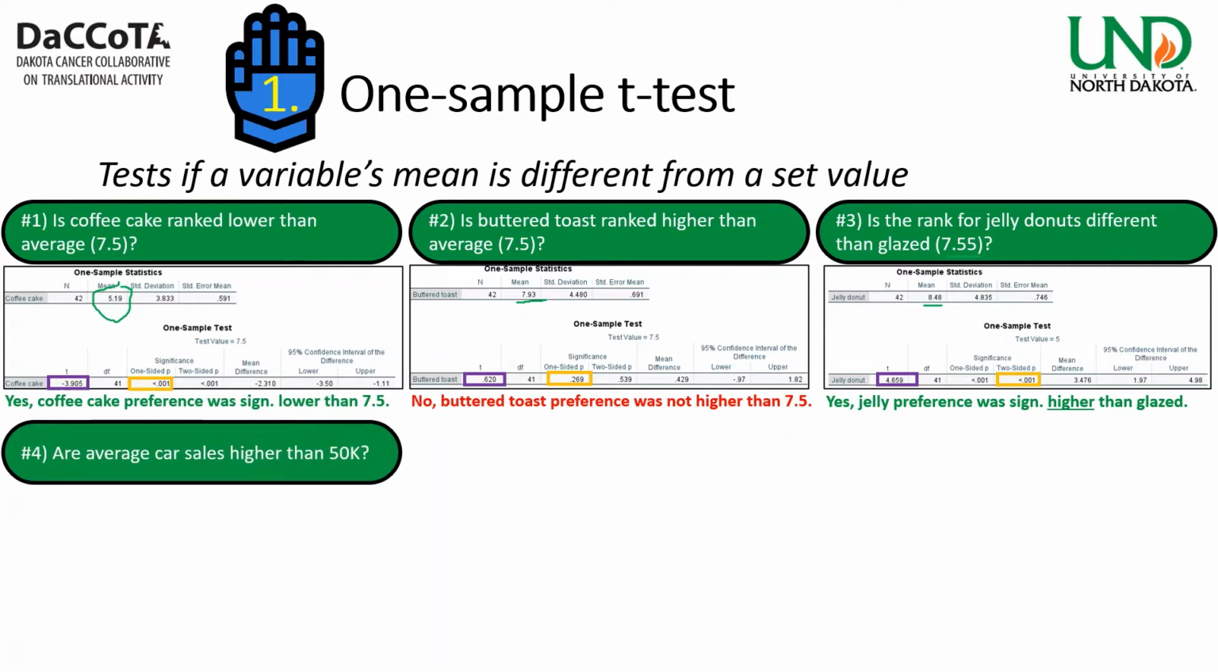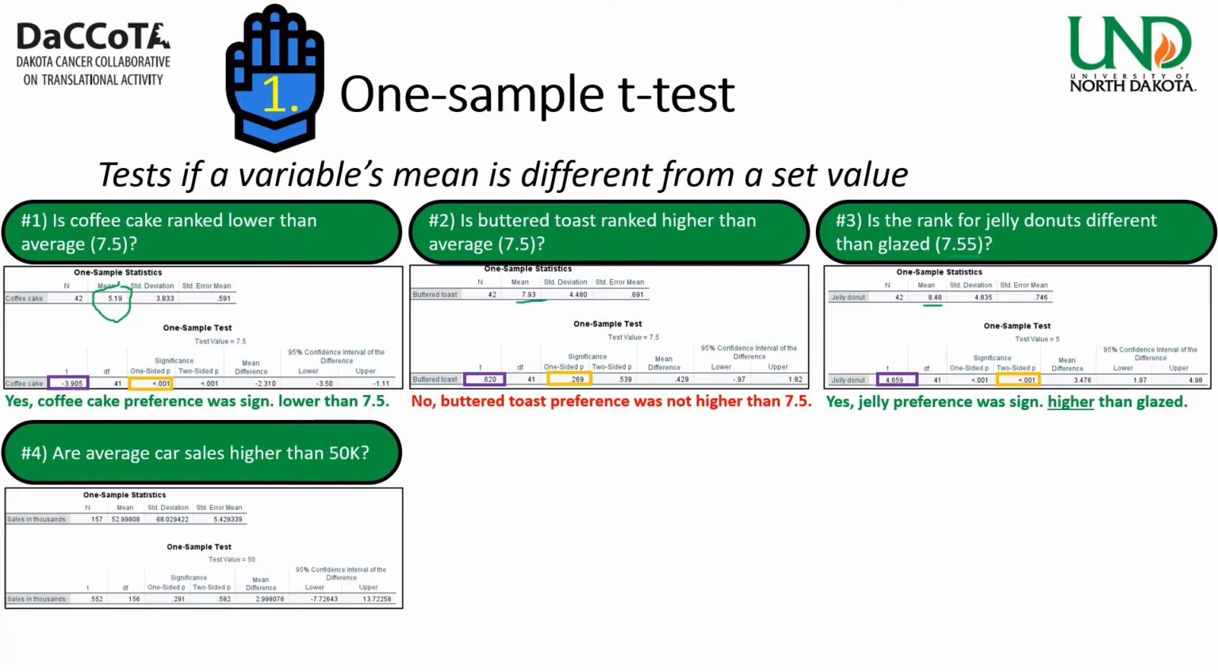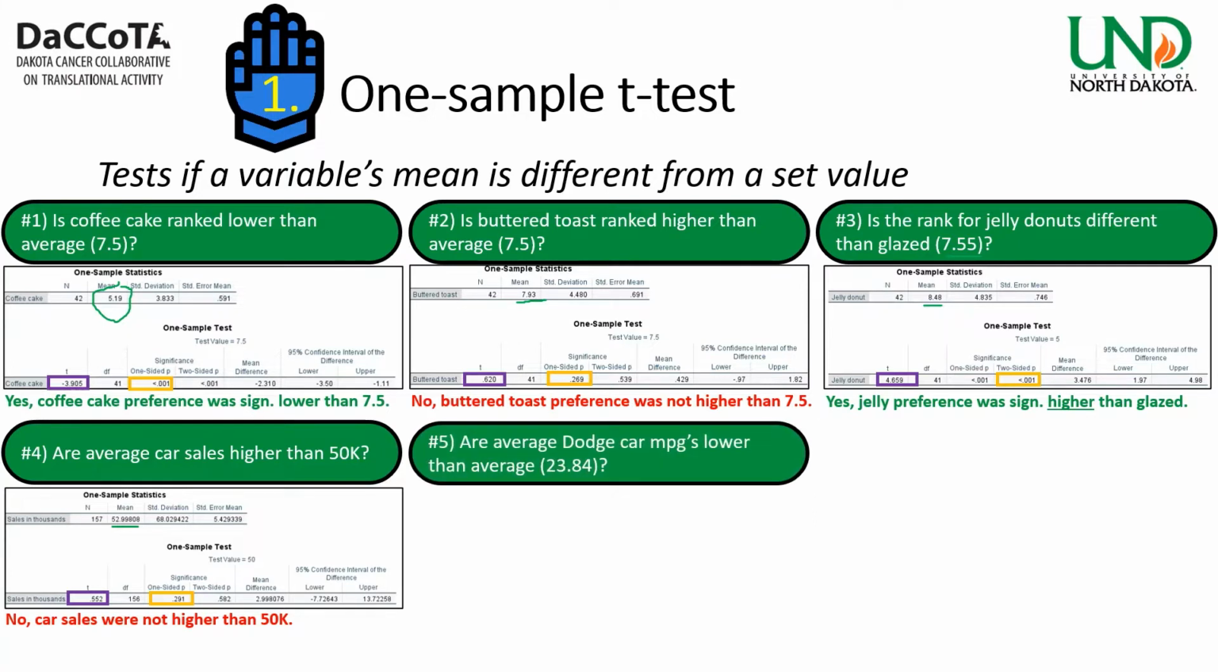Moving along to a different data set of cars, is average car sales higher than 50,000? Well, we look at the mean. It's about 53,000. The t-value is pretty low here, one-sided. And so no, it was not significantly higher than 50K.